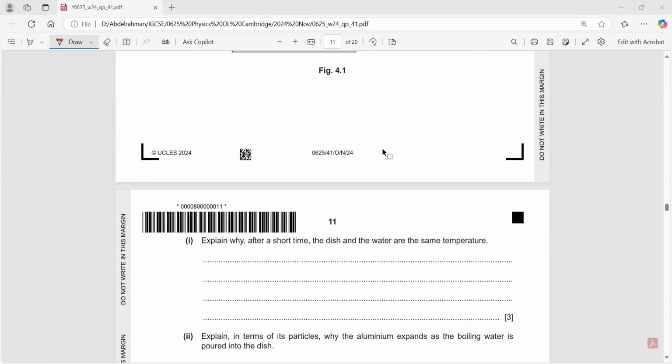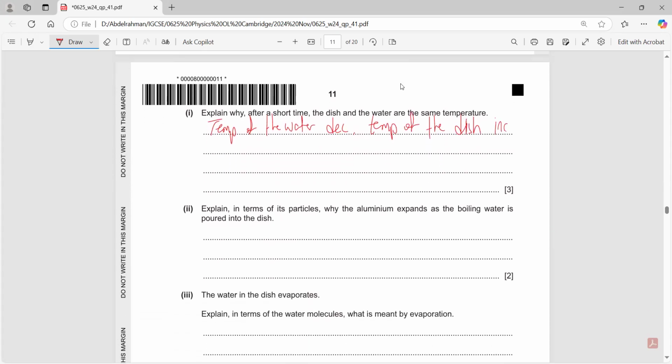So what happens to the water and what happens to the dish? Does the temperature of the water increase or decrease? It decreases. What about the temperature of the dish? It increases. You have to state that. The temperature of the water decreases, and the temperature of the dish increases. So this is 1 point.